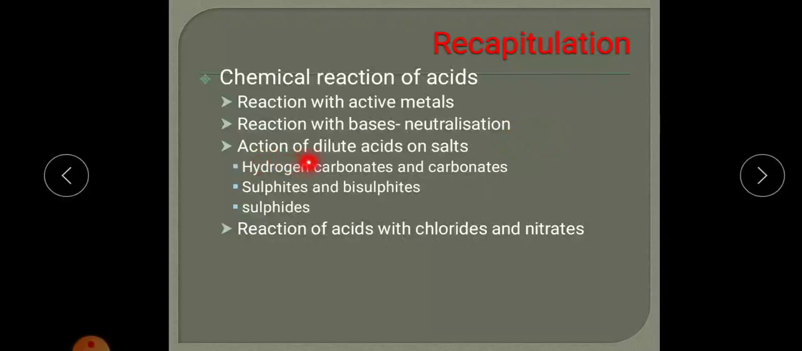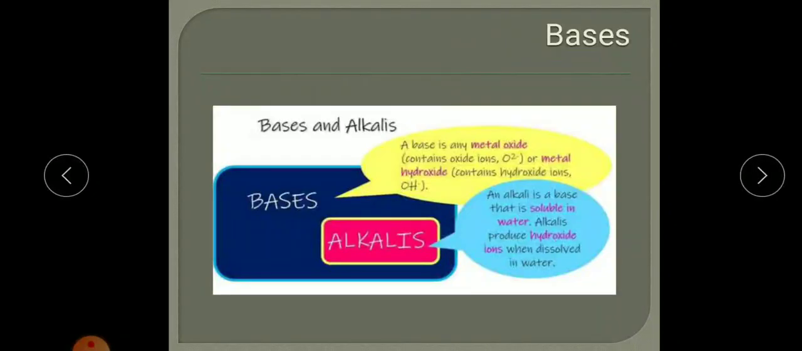The third one we discussed was the action of dilute acids on salts, and in that we discussed hydrogen carbonates and carbonates, sulfides, bisulfides. Then we also discussed the reaction of acids with chlorides and nitrates. Fine. Now today we'll discuss bases. We completed the acid portion, and now we'll discuss bases.